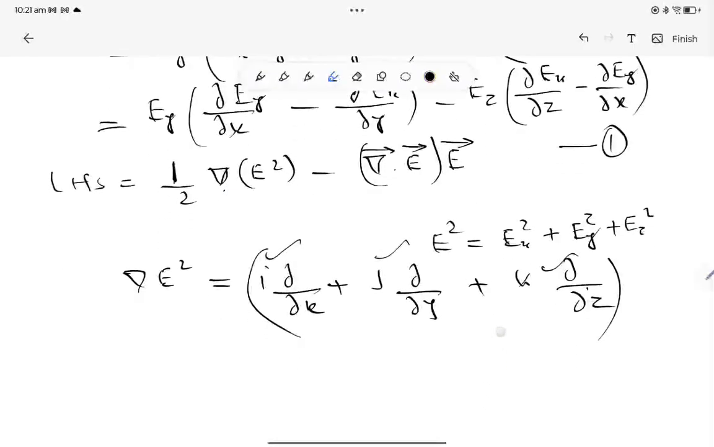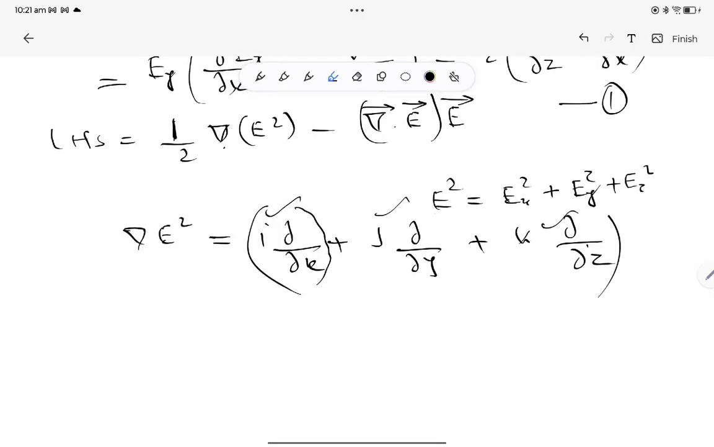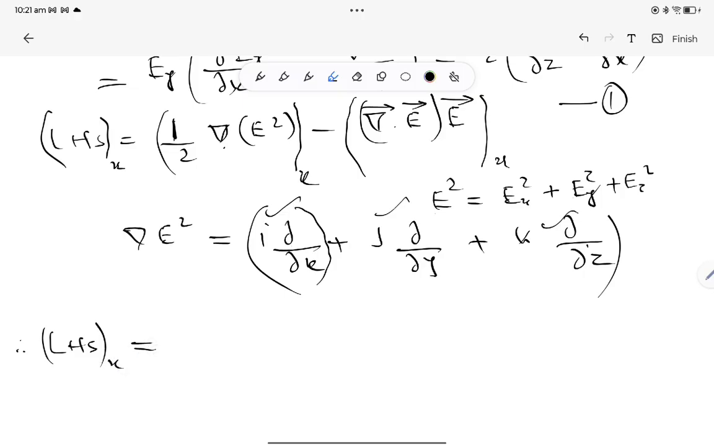I am interested only in the x component. I want only the x component. So if I write the x component of the left hand side, that will be the x component of this into the x component of this, of course. Let us first take the x component of this. Therefore the x component of the left hand side is equal to 1 by 2, no sorry, it is 1 by 2 del E square.